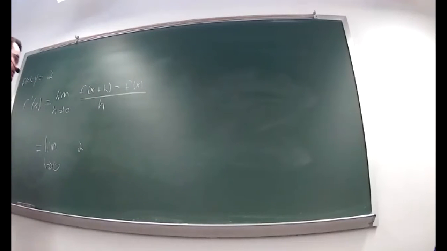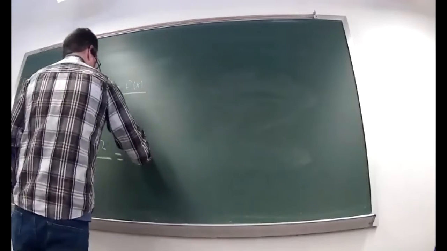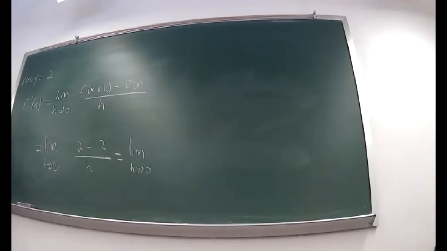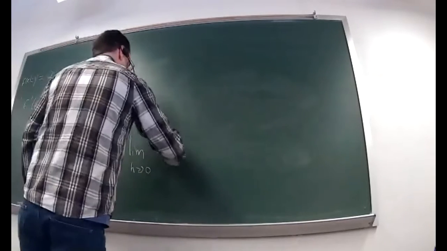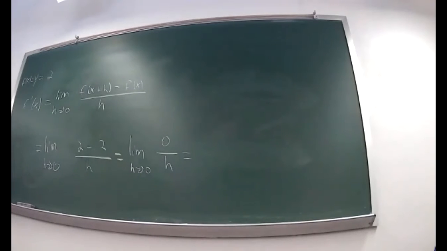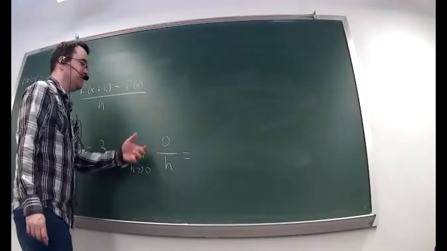This function is constant, and f of x, that's just 2. So you're getting now the limit as h goes to 0 of 0 over h. Remember how we calculate these limits? You don't actually have to plug in h equals 0. In fact, you can't plug in h equals 0, but you're asking, if h is close to 0, then what is 0 over h close to? Well, it's close to 0. In fact, it is equal to 0.